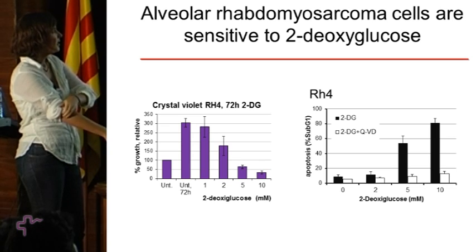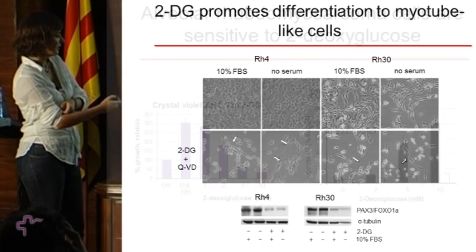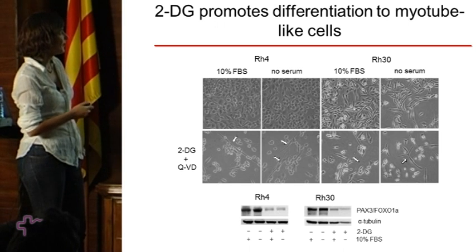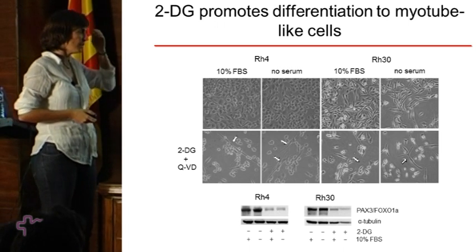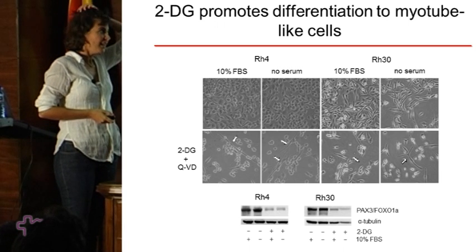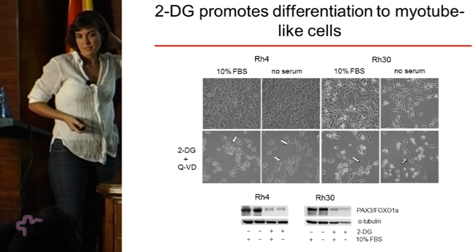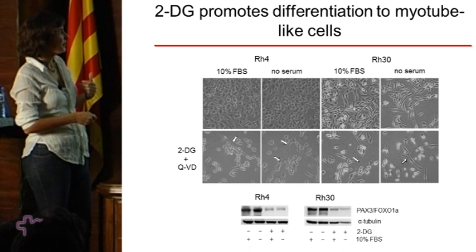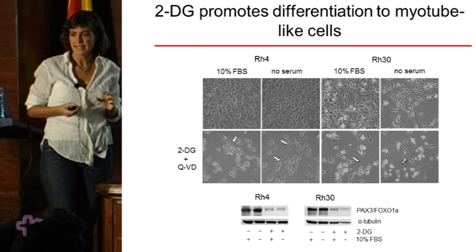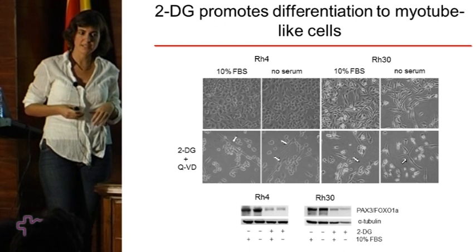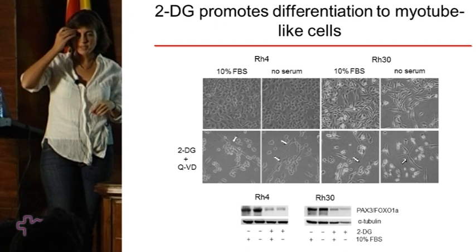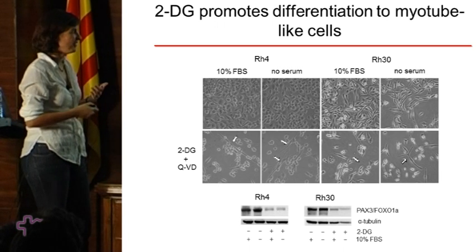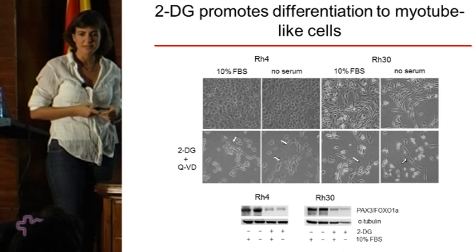2-deoxyglucose doesn't only induce apoptosis in alveolar rhabdomyosarcoma. It also induces differentiation of cells, what looks like terminal differentiation. And this is interesting for therapy because even if cells aren't killed, at least they cannot proliferate anymore. So these rhabdomyosarcomas are coming from muscle-like cells, like skeletal muscle. In the presence of 2-deoxyglucose, they change into something that looks like muscle fibers.